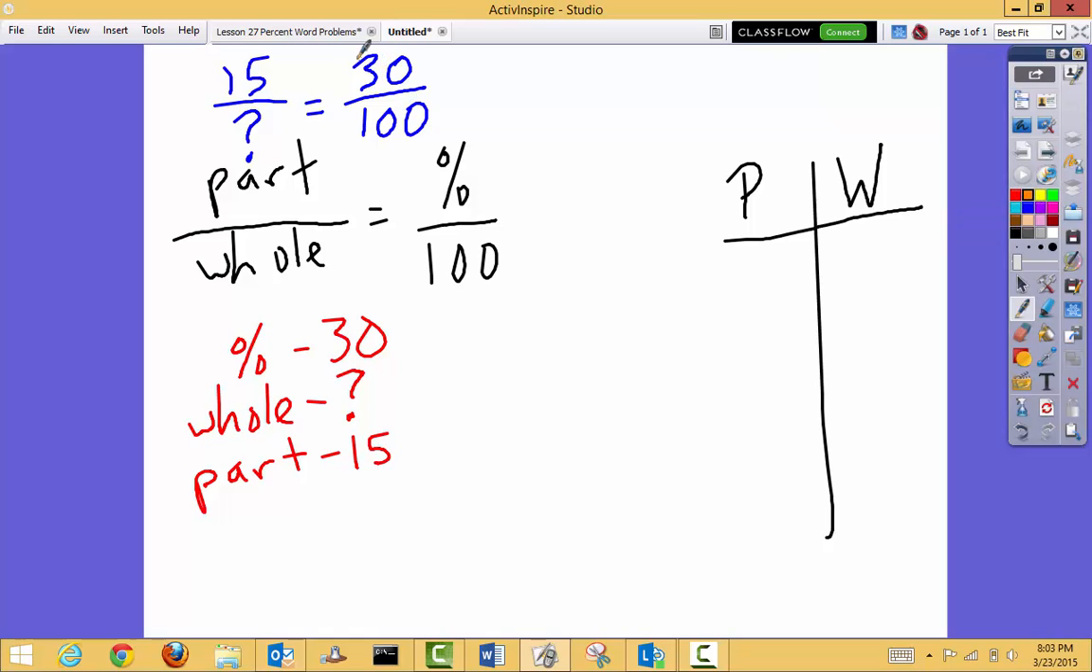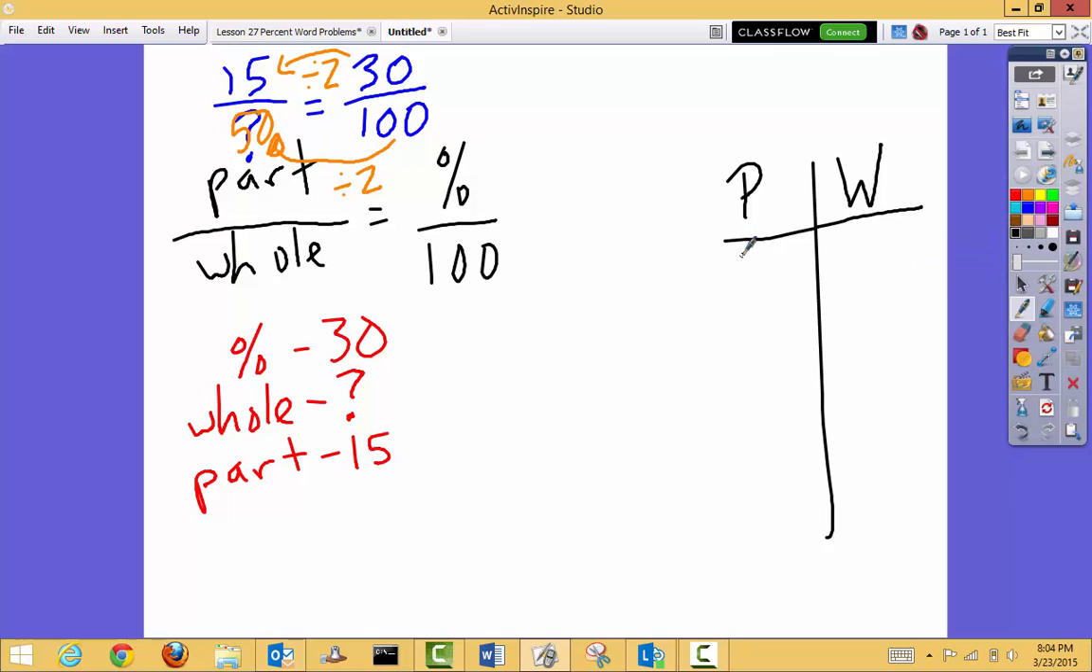So now I have this easy part. How do I get from this number to that number? Well, I'm dividing by 2. So how do I get from this number to this mystery number? The exact same thing. I'm going to divide by 2. What is 100 divided by 2? Well, that is 50. Let's just check it over here just to be sure.